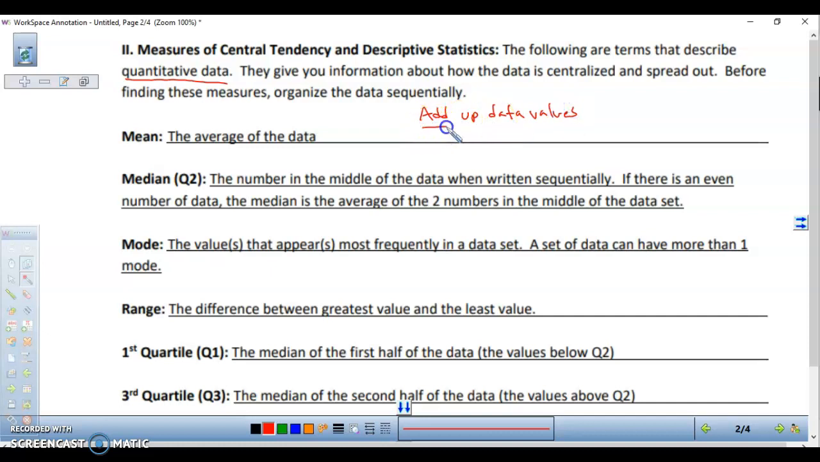And then divide by the number of data values. You guys know how to find an average. And we'll do some examples on the next page.